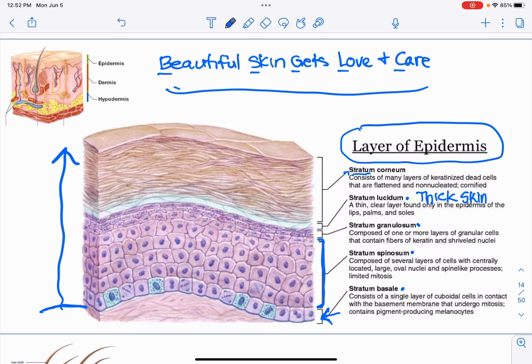So I'm going to next talk about the types of cells that are present within the layers and what is going on in each of the layers.